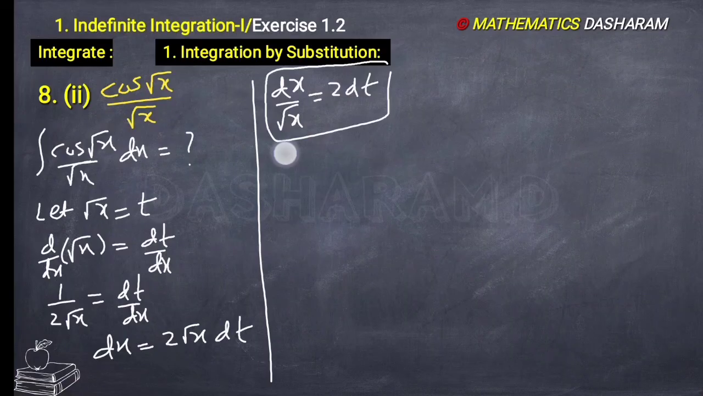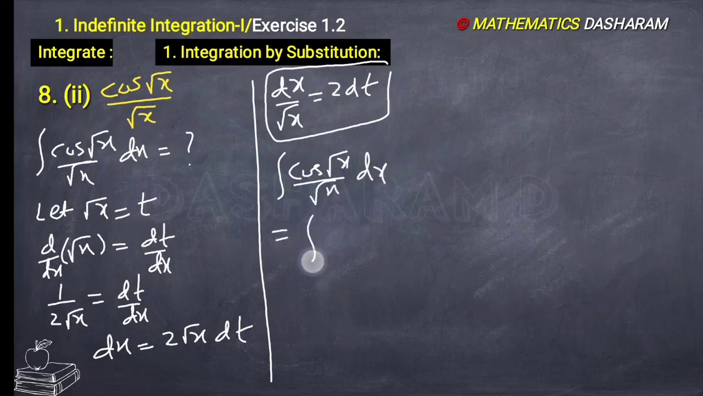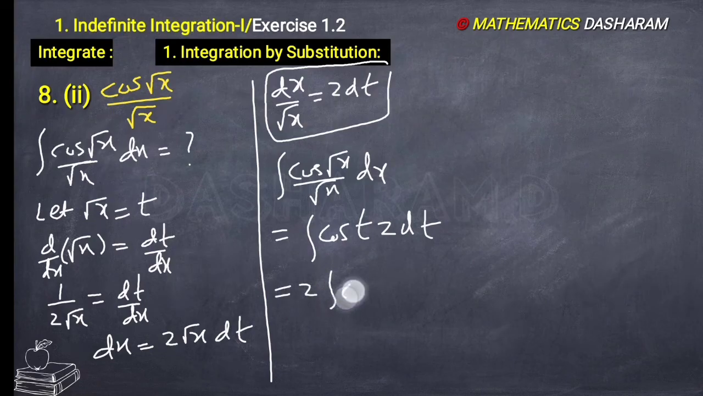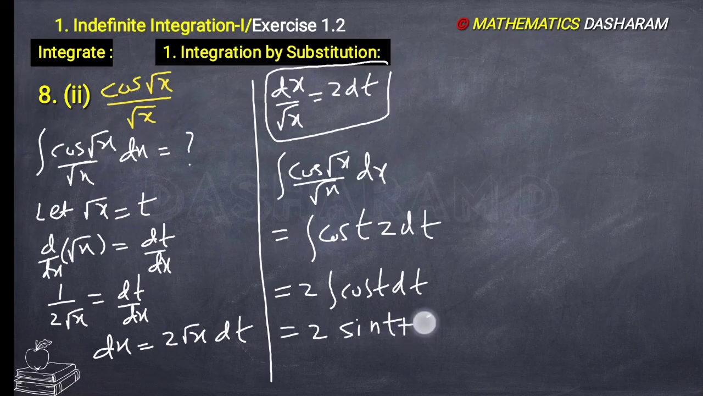So integration of cos root x by root x dx equals integration of cos t, and dx by root x equals 2 dt. So 2 into dt. Now 2 is a constant, so 2 times integration of cos t dt. The integration of cos t is sin t plus c, so it is equal to 2 into sin root x plus c, which is our required answer.